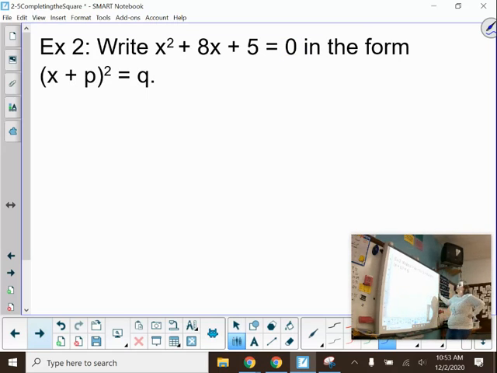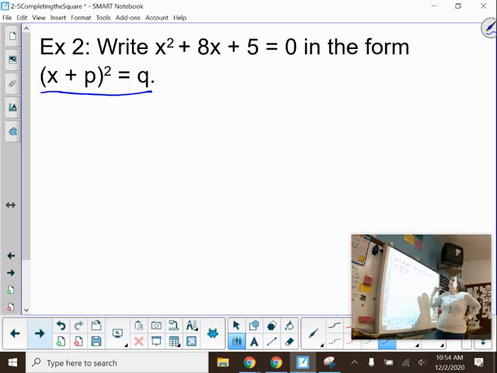Now we have this question. This one isn't really asking us to solve, but I am going to go through and solve this one the whole way so you guys can see how this works. We have x squared plus 8x plus 5 equals 0, and it just says to write it in this form: x plus p squared is equal to q. But I'm actually going to go through and solve for x. So I am going to do a little bit more than what it asks me to do.